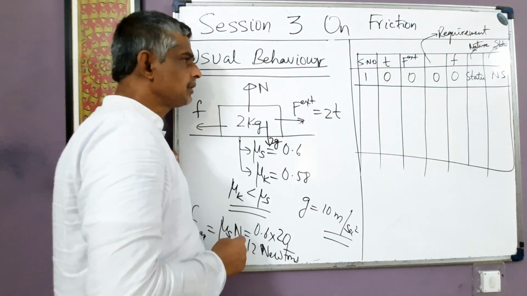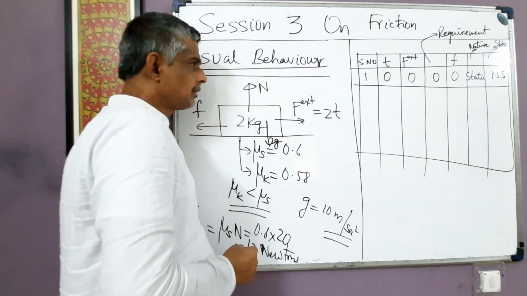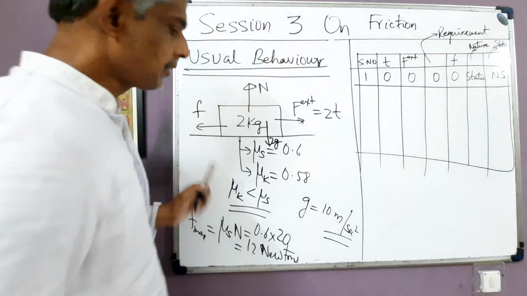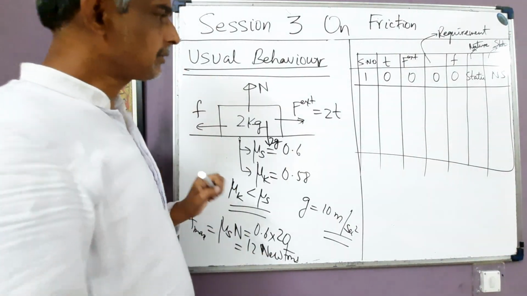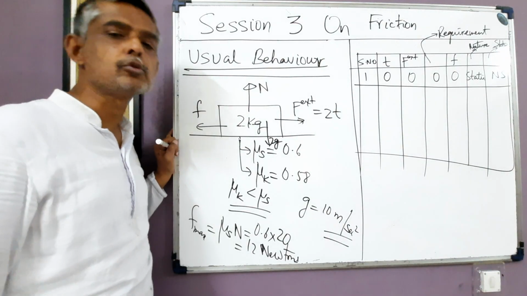What I'd like to say is that friction needed is 0 and 12 Newton is maximum available. So in this case, we will say that friction is present but is not being used.